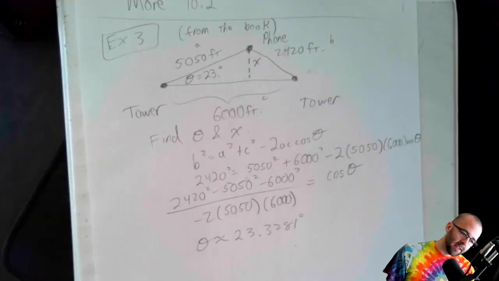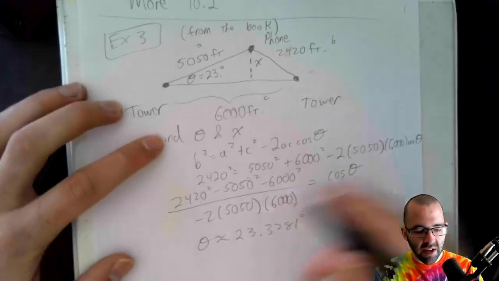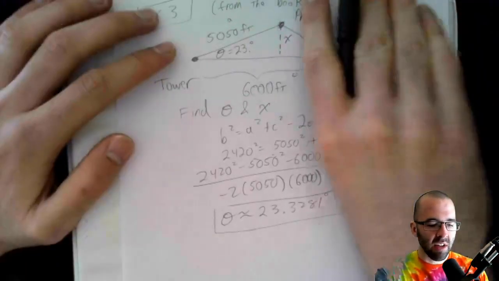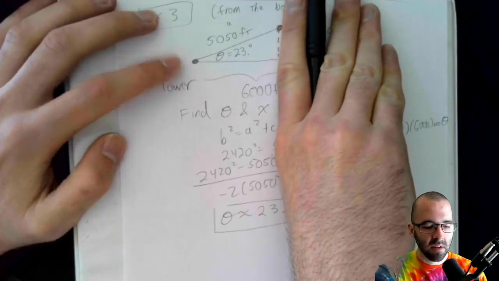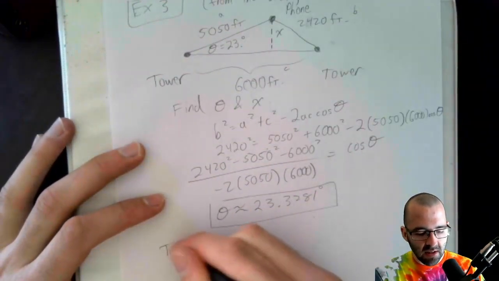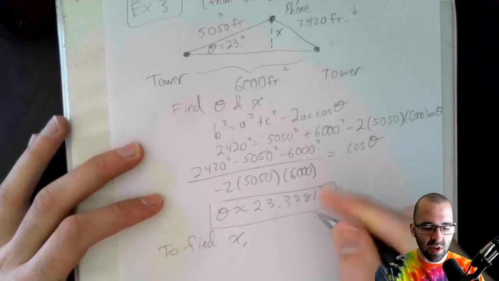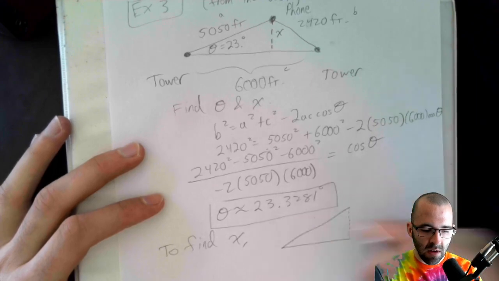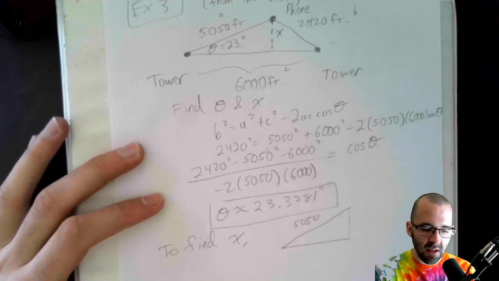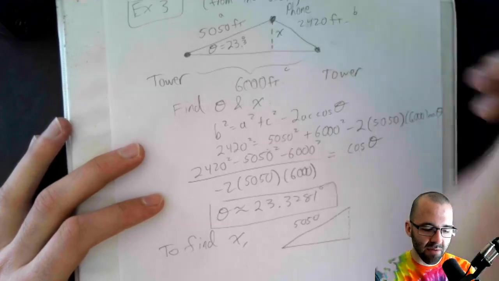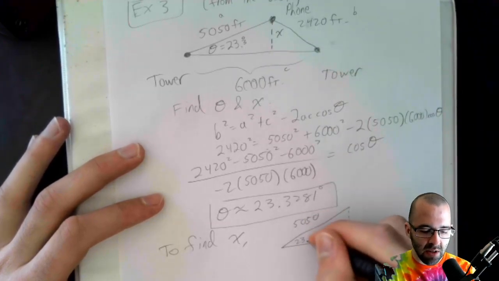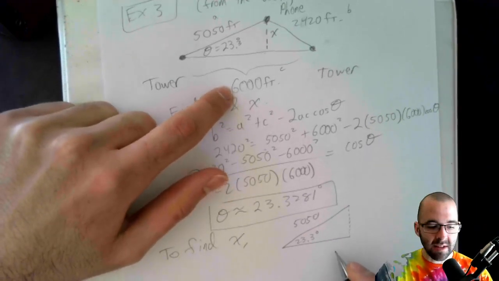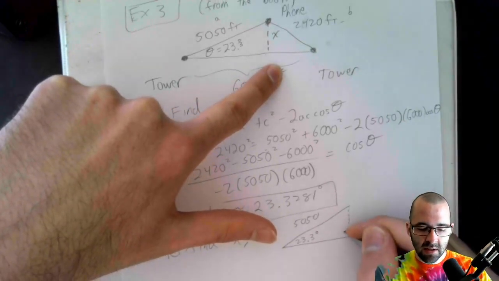So, we've done all the hard part. We needed to find theta and x. We found theta. Now let's use that to find x. So we're just going to look at this part of the triangle. To find x, we don't need the whole triangle. Let's just look at the right triangle now. This is still 5050. Oops, I missed my 3. This right here is still 23.3 degrees. This right here is still, no, this is not 6,000, right? 6,000 is this whole distance. We're just looking at this little right triangle.